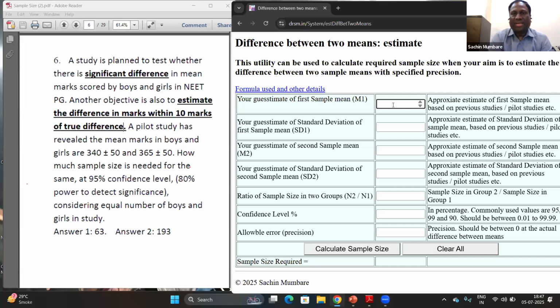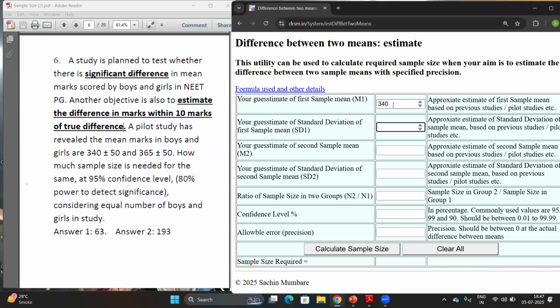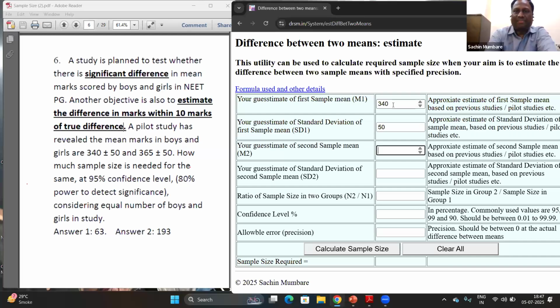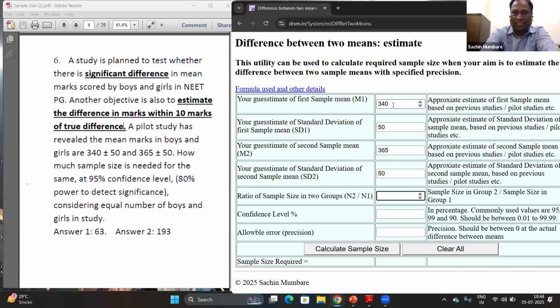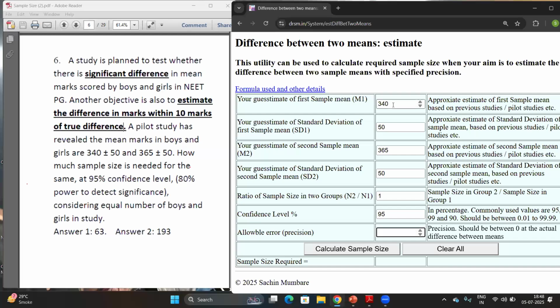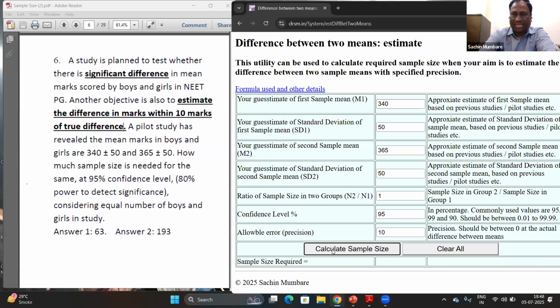Your guesstimate of first sample mean is how much? 340. That's correct. Standard deviation of first sample mean? 50. Second sample mean? 365. Then 50. Ratio is 1. Confidence level is 95. Allowable error is how much here? 10. And we will calculate the sample size.